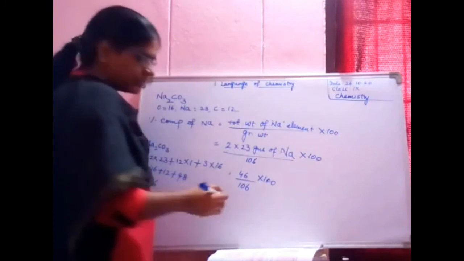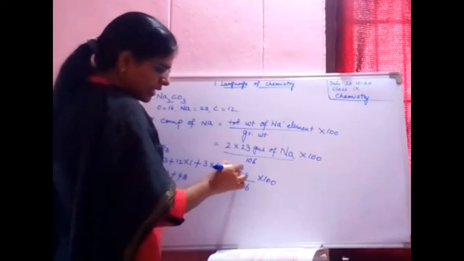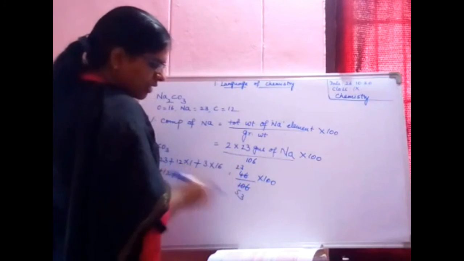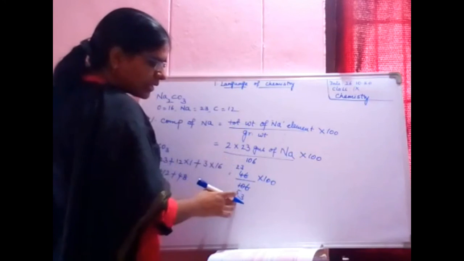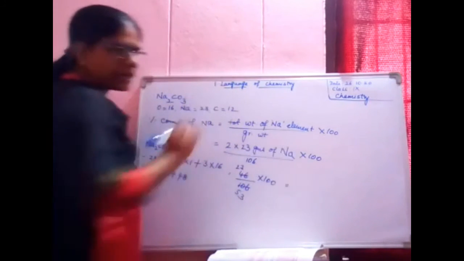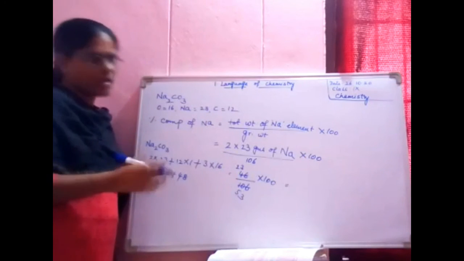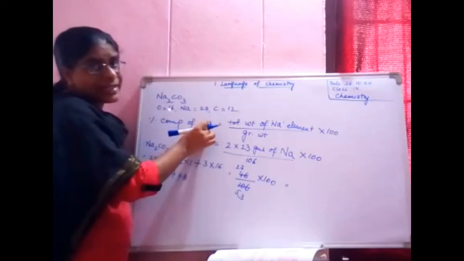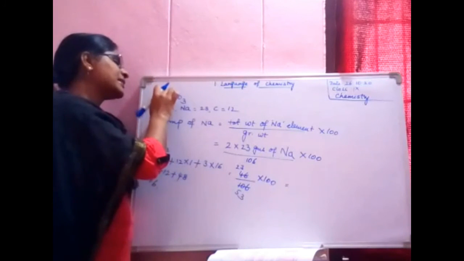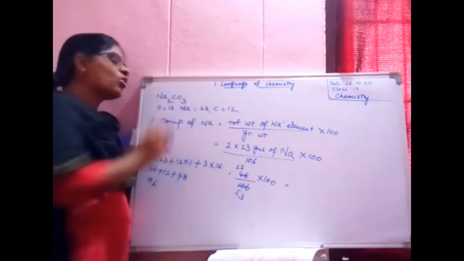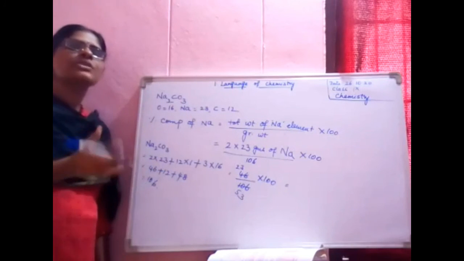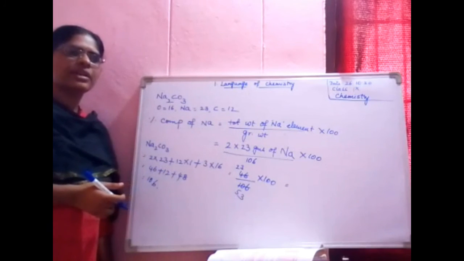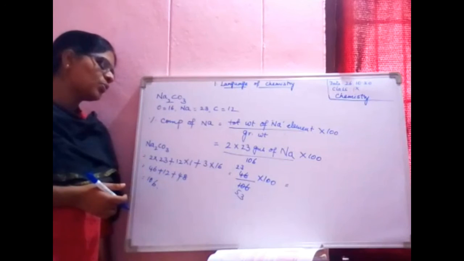You can divide: 2 23s, 2 5s, 2 3s. Okay, divide 53 by 23 into 100. Whatever value you get, that much is the percentage of sodium mixing with carbon and oxygen to form sodium carbonate. Okay children, this is the way to find it out.